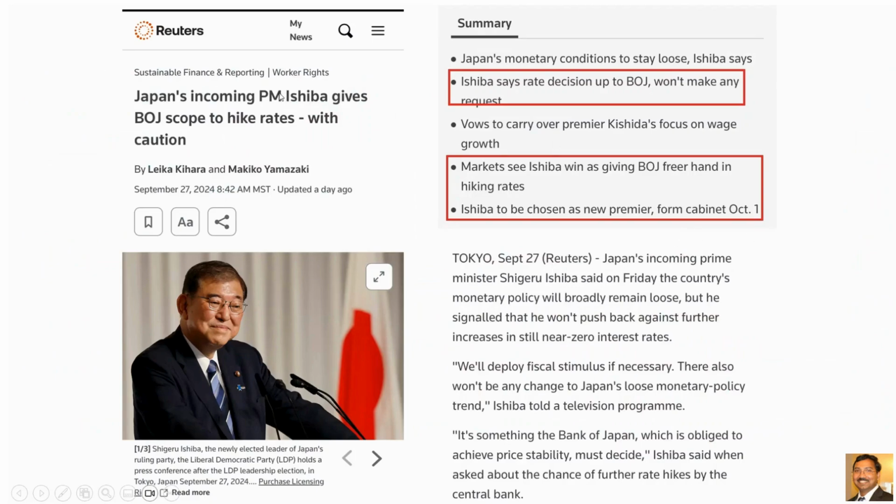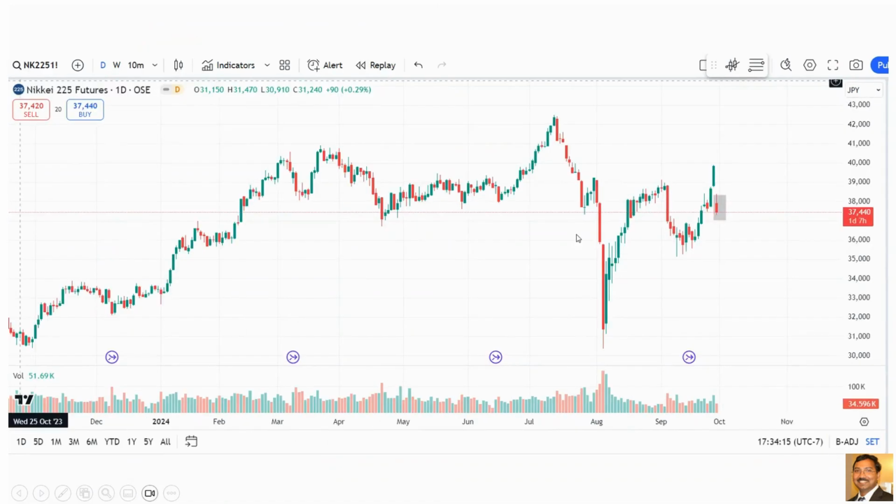And this one: Japan's incoming PM Ishiba gives the Bank of Japan scope to hike rates with caution. This news came late Friday, and markets see Ishiba's win as giving the Bank of Japan a freer hand in hiking rates. He will act as prime minister from October 1st. After this news, these are Nikkei futures. Nikkei futures are down after that news, almost more than 4% down. It's Monday futures. Let's see how Nikkei does on Sunday night.